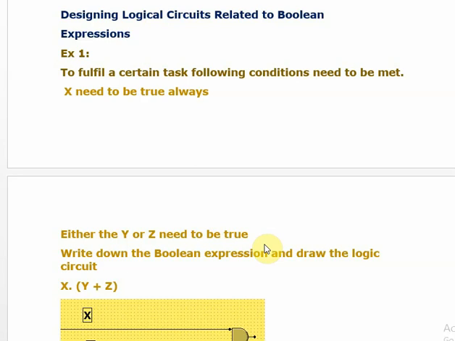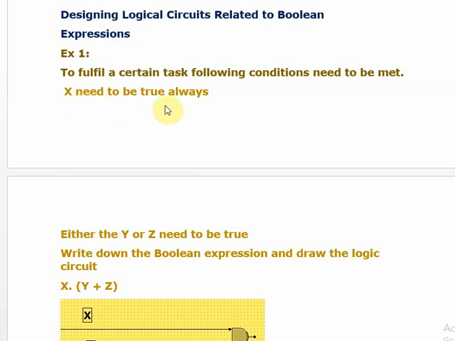Here we are going to learn designing circuits according to a Boolean expression, right? Once we derive the expression, accordingly we can design the logic gate. Now see this example. To fulfill a certain task, the following condition needs to be met.